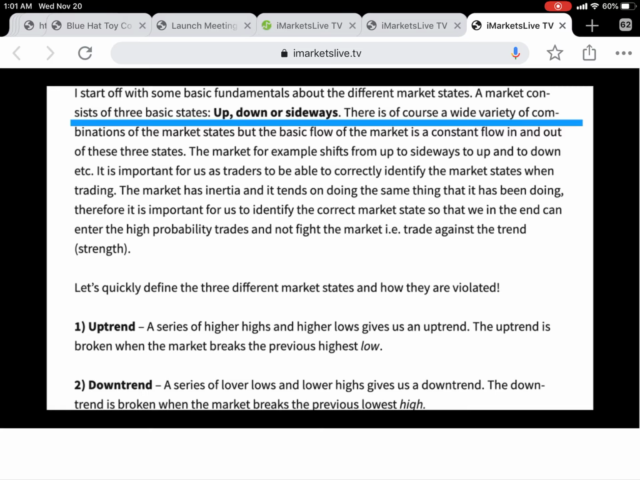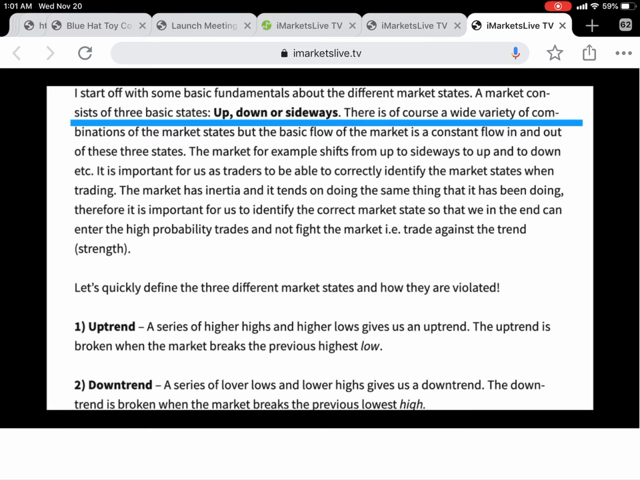The market, for example, shifts from up to sideways to up and to down. Think about this for a second. The market goes up. What type of move is that? That's a large buying move. Now when it shifts from up to sideways, the market ran out of steam. That's that 25% pullback. And then it goes from up to down.